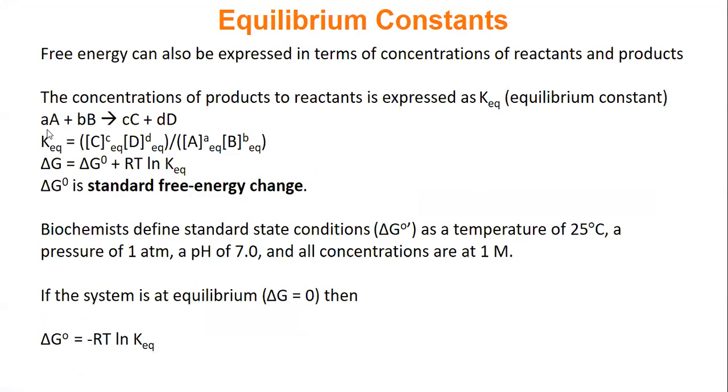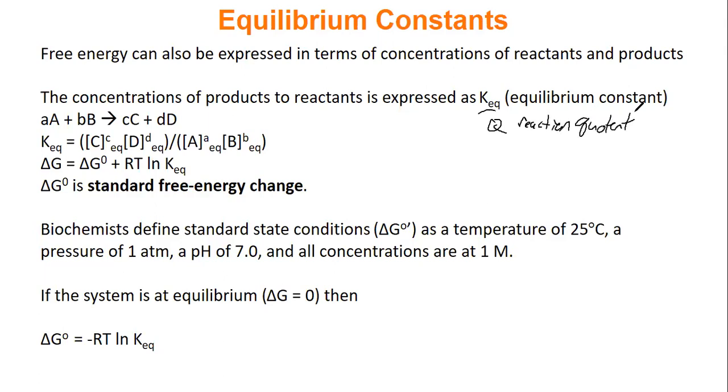So if you remember all the way back in Gen Chem 1 and 2, not only is free energy described in terms of entropy and enthalpy, we can also describe it in terms of the concentration of reactants and products. We express the ratio of products to reactants as an equilibrium constant, K. So if we're at equilibrium, the ratio of products to reactants is K. If we're not at equilibrium, then we call that ratio Q, or the reaction quotient.